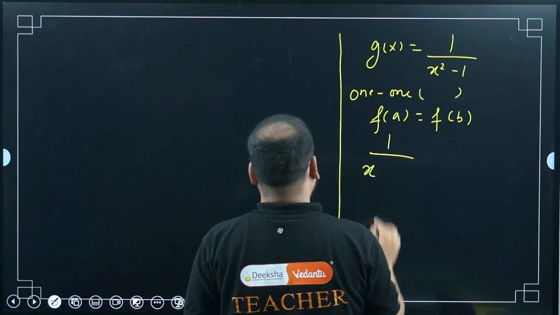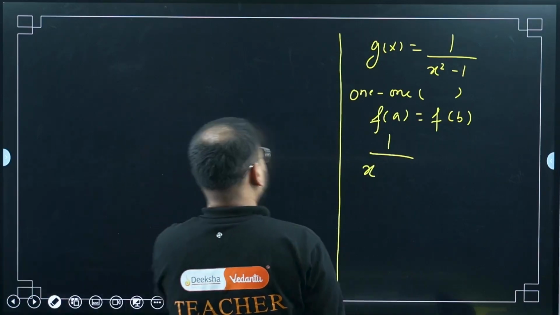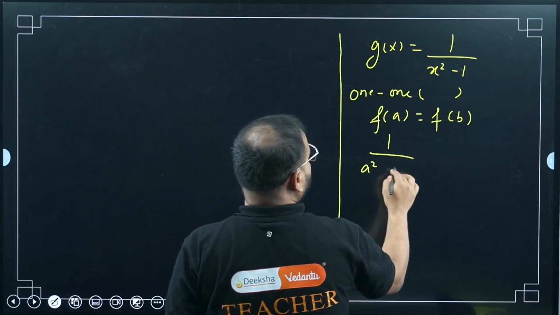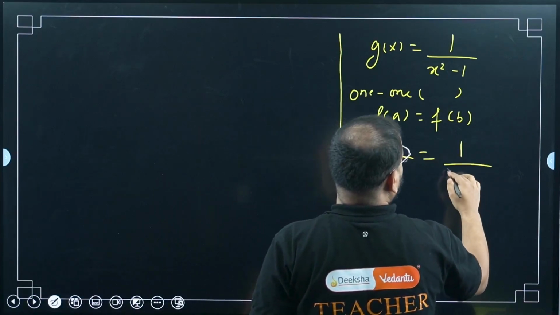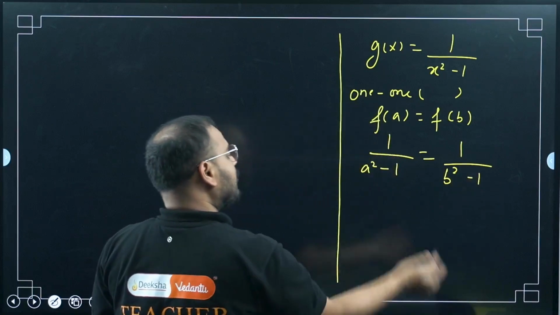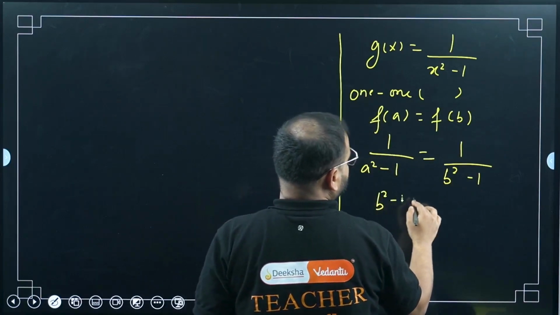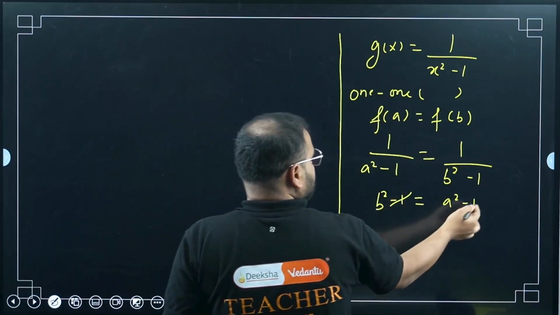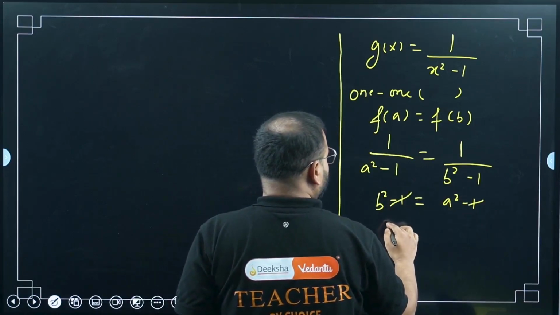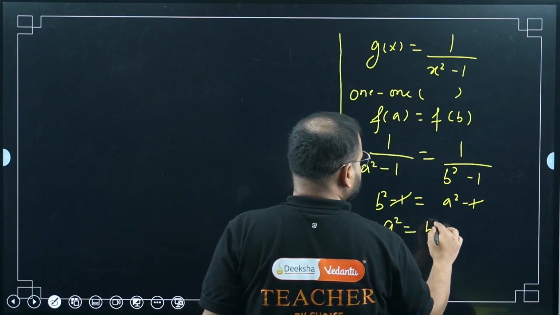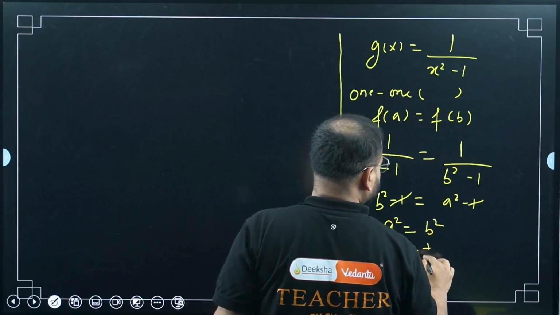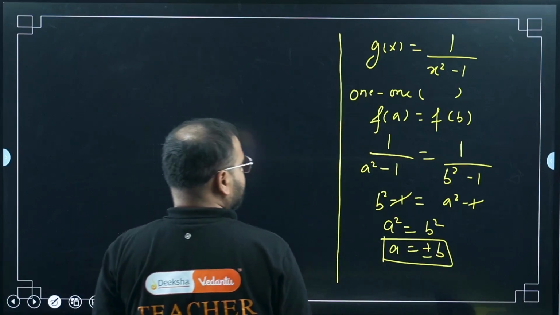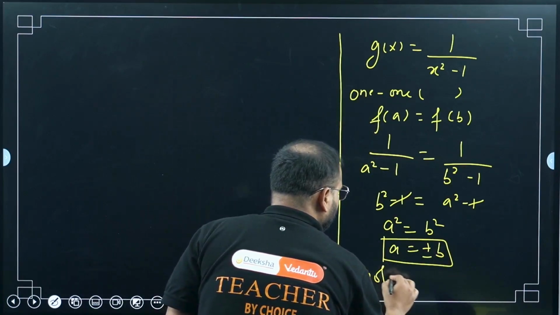x will become a. So this will be 1 upon a square minus 1 equals 1 upon b square minus 1. Cross multiply, you get b square minus 1 equals a square minus 1. This is cancelled. Now you get a square equals b square, so a equals plus or minus b. Is it coming as a equal to b? No, sir, it's not coming as a equal to b. Means not 1, 1.